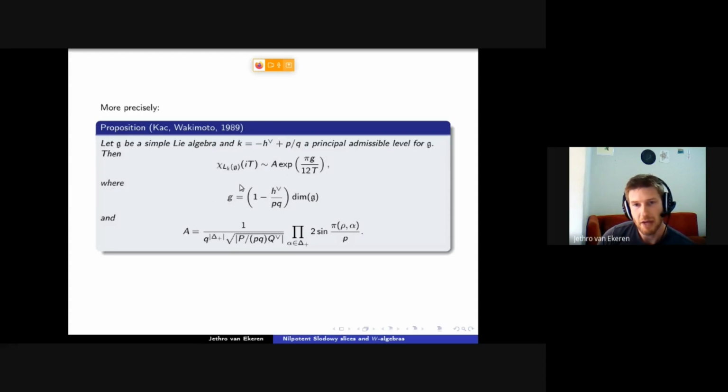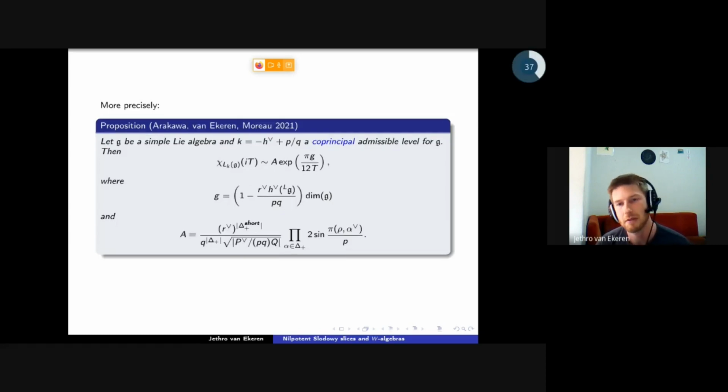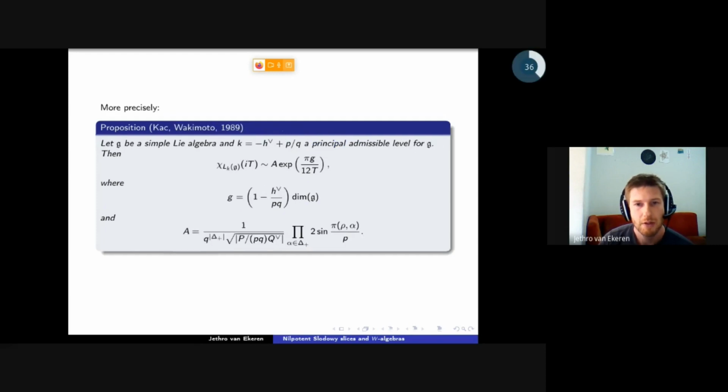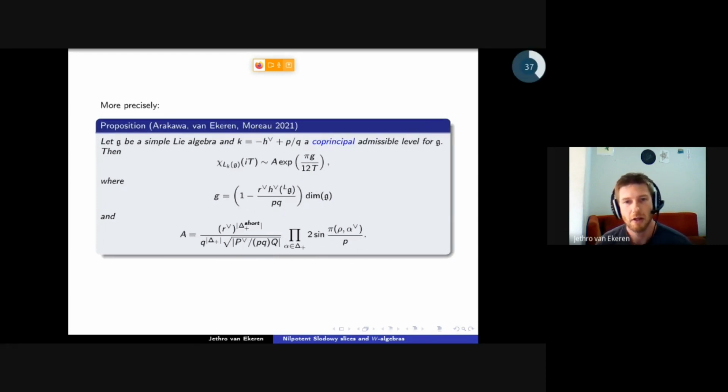So yeah, you see I have some formulas for G and A in terms of the data of the level, P and Q, and also basic data associated with the Lie algebra G. So the first new result in this talk is the following. We prove, we find similar formulas in the co-principal case. So you see the relatively similar formulas. And so there's no essentially new idea in this.